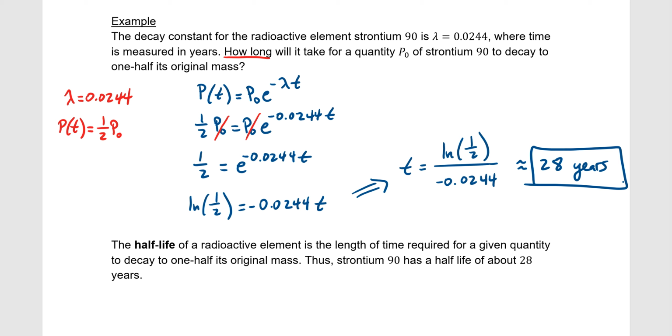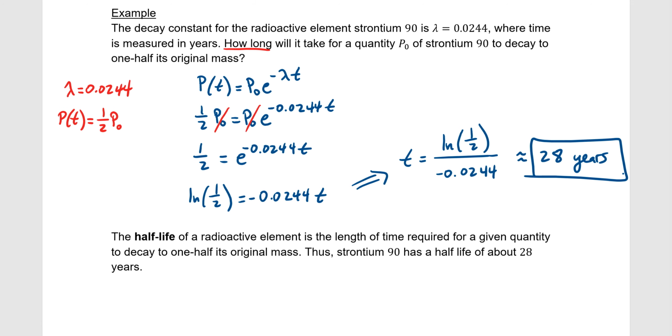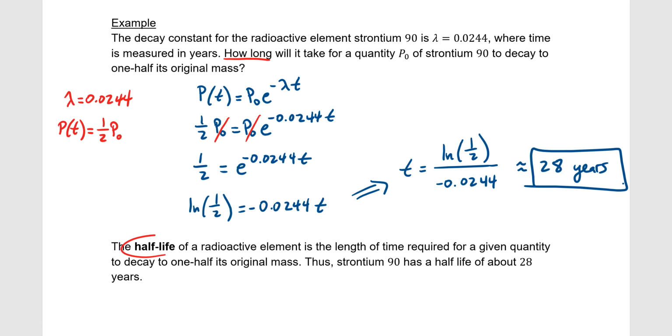So it'll take 28 years for a quantity of strontium-90 to decay to half its original mass. And the reason why the answer comes out to be positive when this was negative in the denominator is because ln of 1/2 is also negative. Okay, and what we wrote down here is the definition of a half-life. The half-life of a radioactive element is the length of time required for the quantity to decay to 1/2 its original mass. So half-life is a length of time. That means, based on this question, the half-life of strontium-90 is 28 years.